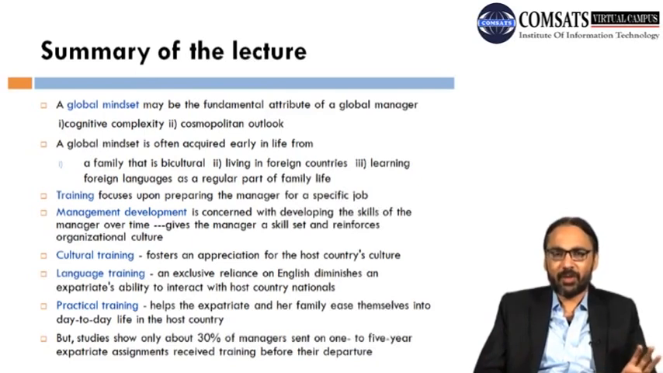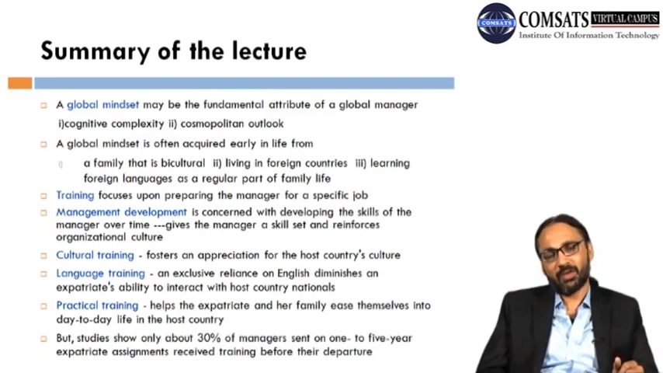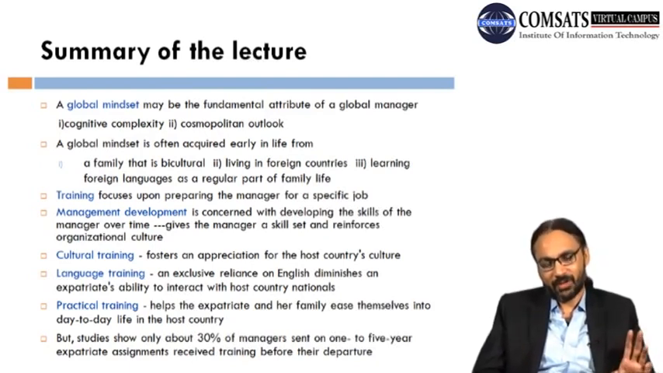We started from the concept of global mindset. In the global mindset we discussed two elements. The first one is cognitive complexity, and the second one is cosmopolitan outlook. These are the two main important elements of the global mindset. Then we discussed the four ways from where this global mindset can be attained.